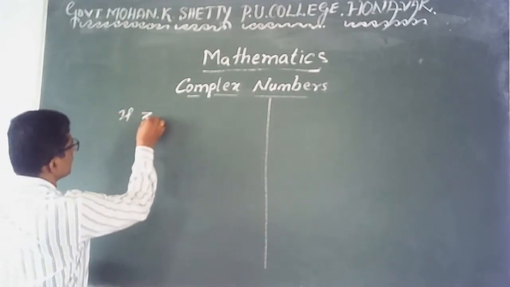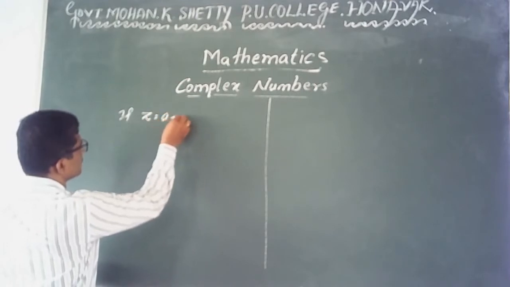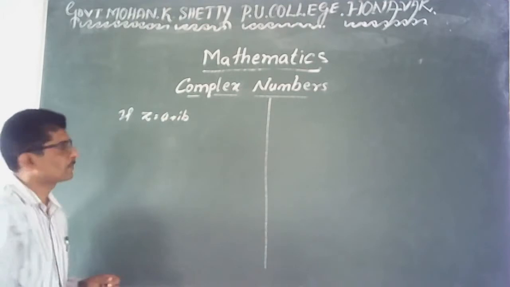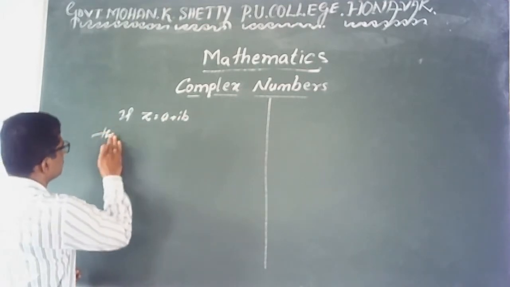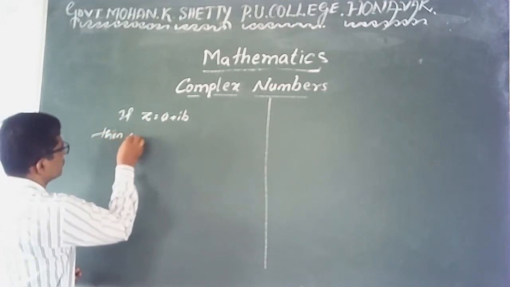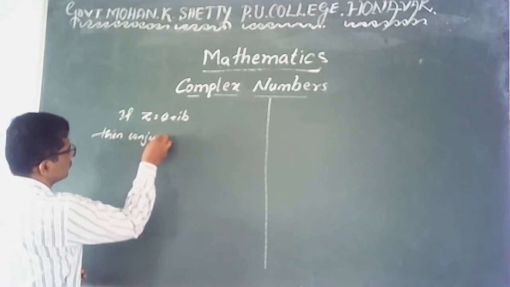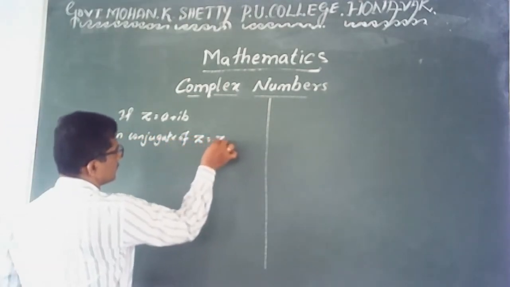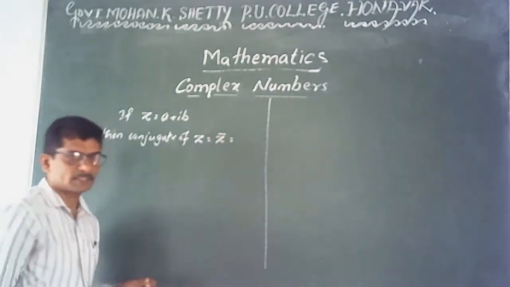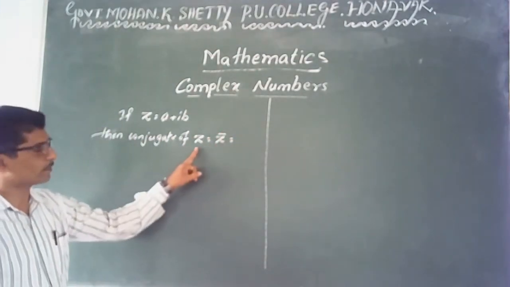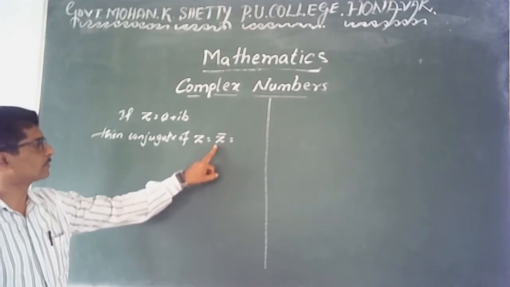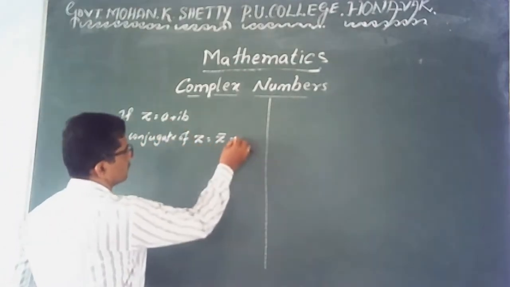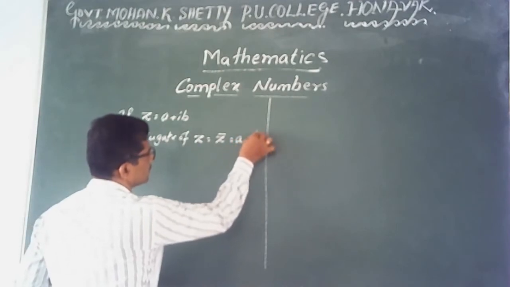If z is a complex number a plus ib or x plus iy, then the conjugate of z is denoted by z bar. The conjugate of a complex number z is z bar: just change the sign of the imaginary part. Its value is a minus ib.